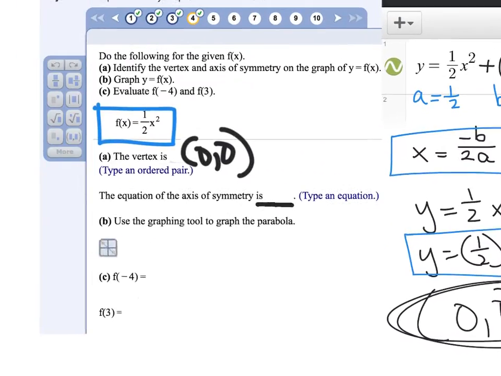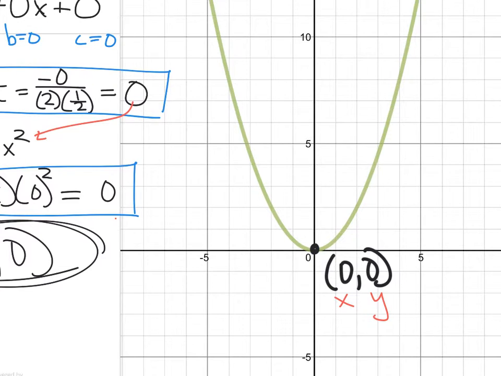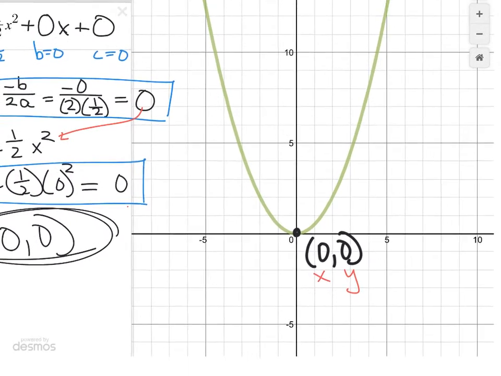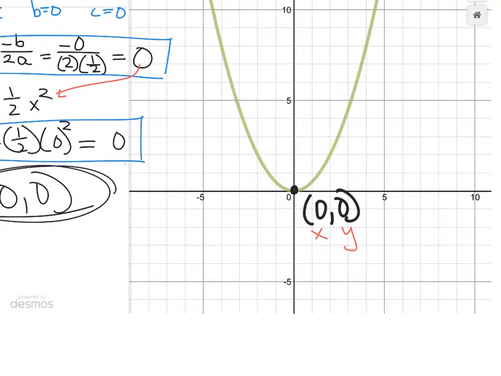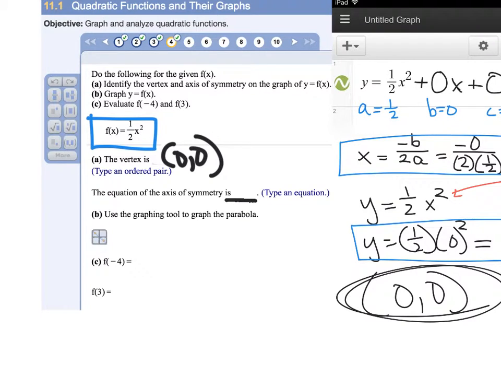All right, so I'm going to go over here. So now we know the vertex is 0, 0. Remember what the axis of symmetry is. The axis of symmetry is the mirror, that line of mirror. And that happens at x equals 0. So the axis of symmetry is at x equals 0. All right, and so that's way over here.